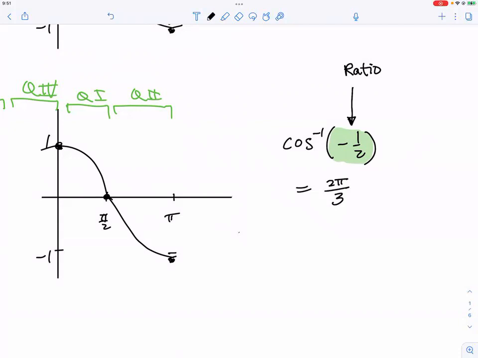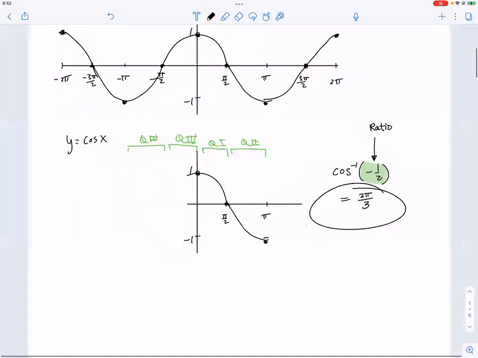What's the reference angle for cosine to be 1/2? π/3. So reference angle π/3, situated in quadrant 2. So you go from pi and you go back π/3, so you end up with 2π/3. Okay, now I would say you probably need either one of these two methods. So pick your lane. Okay, make a decision.